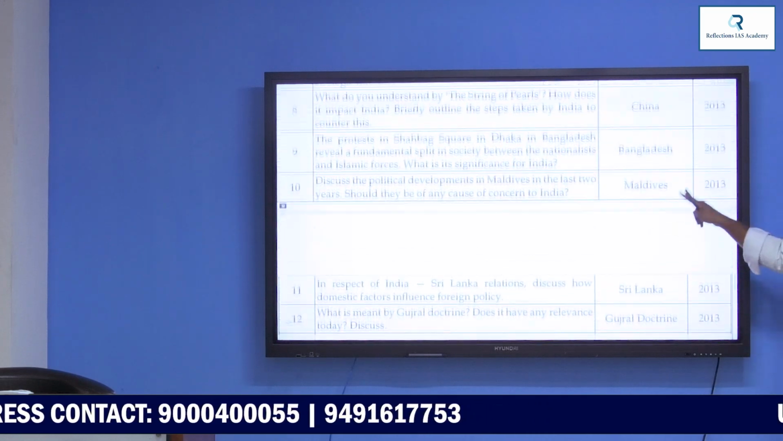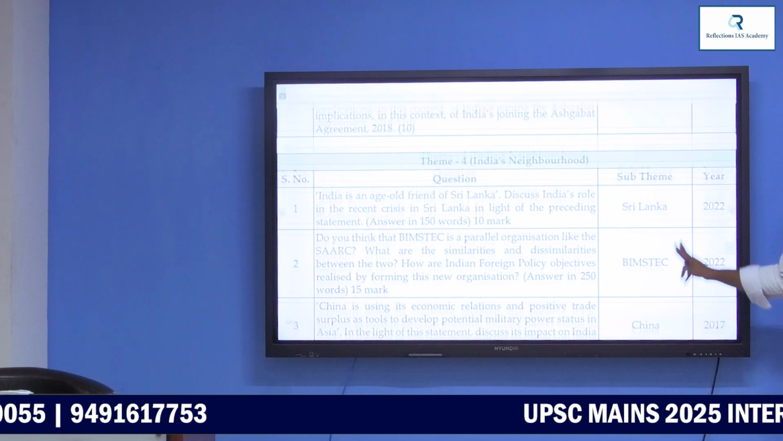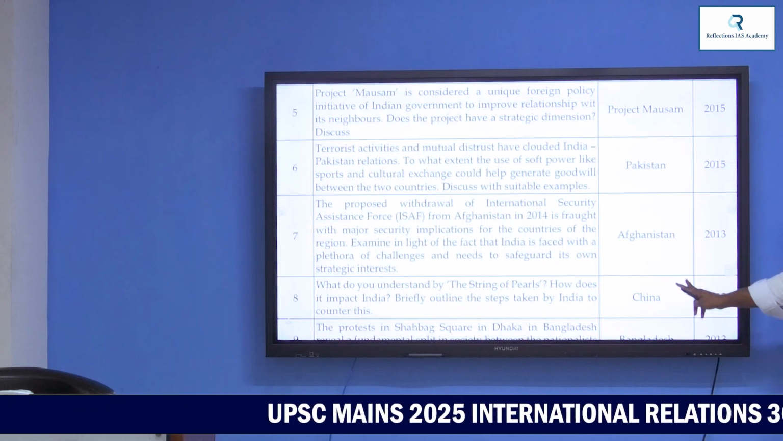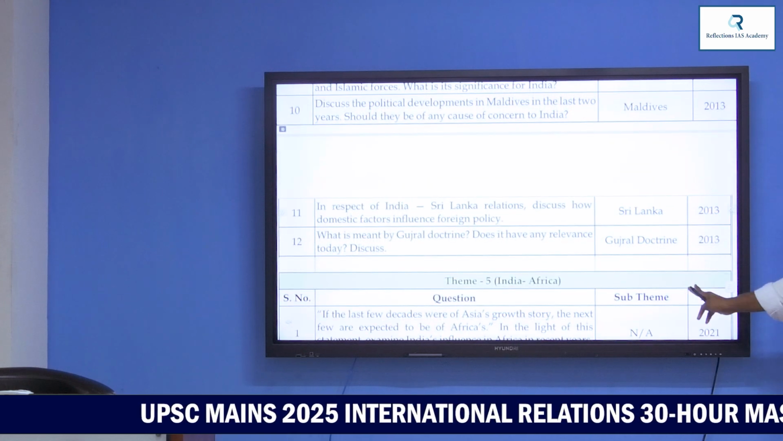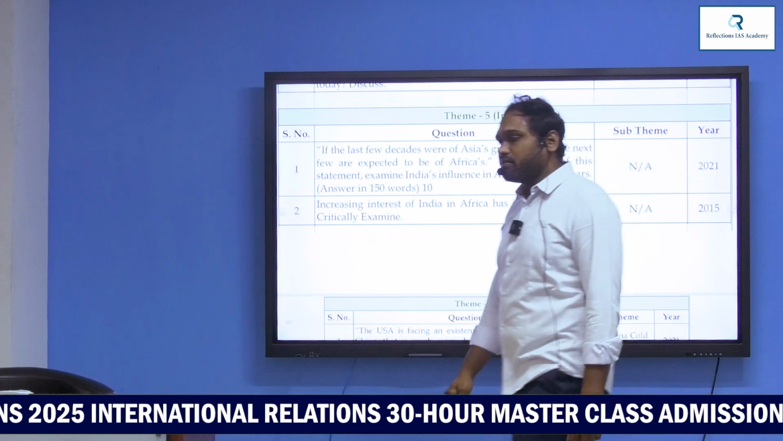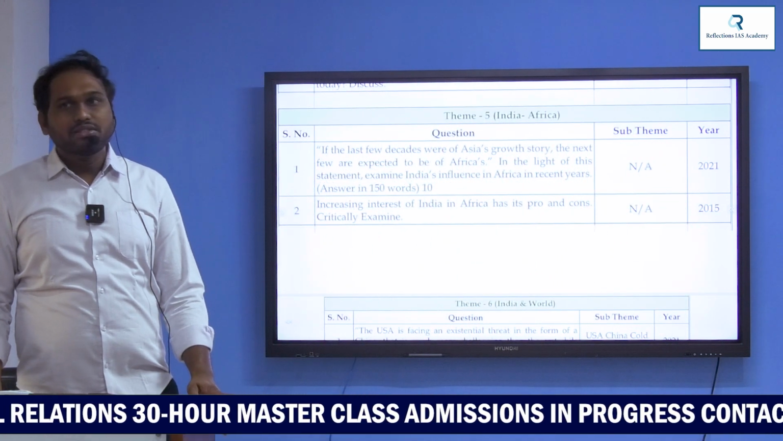So the fourth aspect of our thematic approach would be India's neighborhood, the nations which are important, which are repeatedly in the news. Obviously, a question can be expected on those areas which are in the news. Next, theme 5. Theme 5, mostly it is relevant now and then, that is India's relationship with Africa.